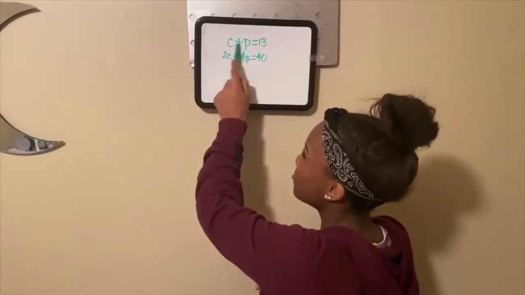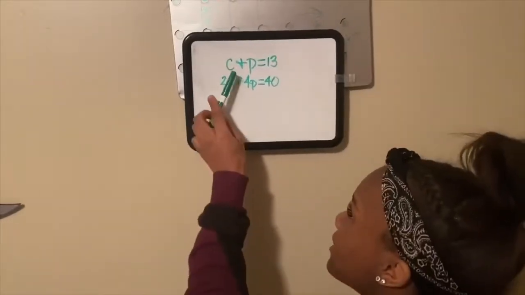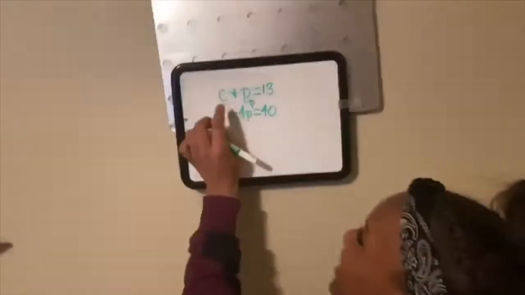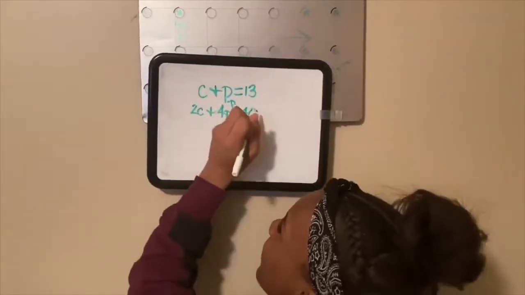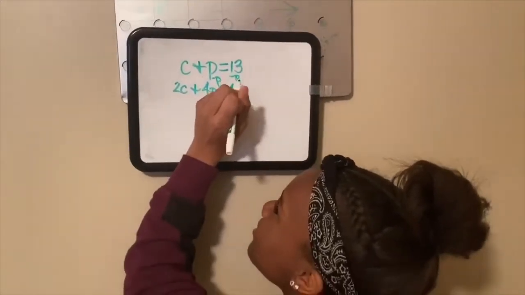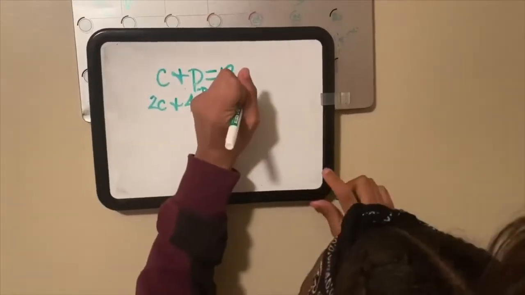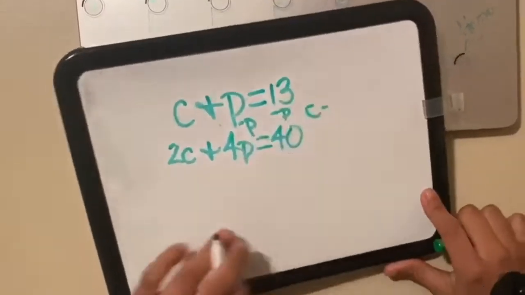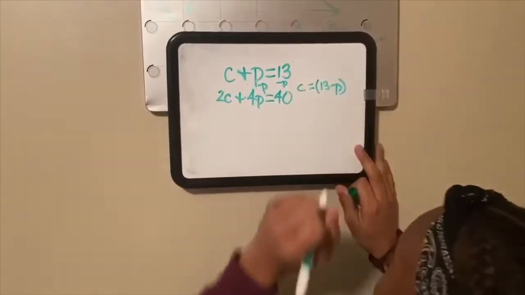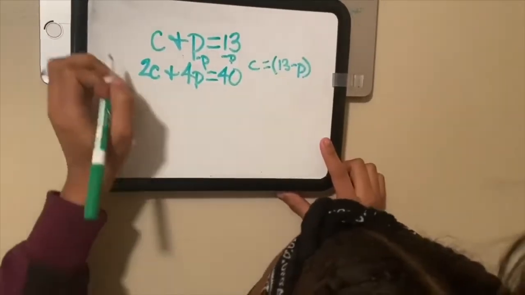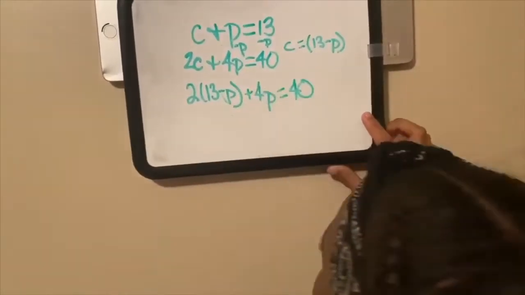First, you have to get a variable alone. So we're going to do the first equation and get c alone. So you're going to subtract p on both sides. It's going to turn into... Now you're going to fill in c for the second equation. That's how I'm going to start off.